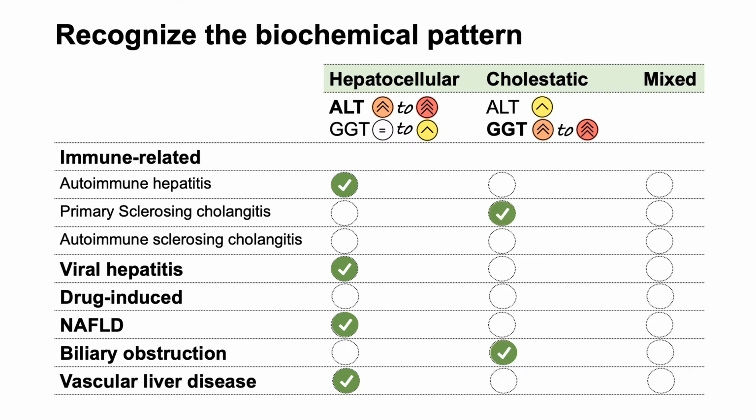A cholestatic profile is a disproportionate elevation of gamma-GT compared with ALT. Common causes include primary sclerosing cholangitis and bile stones. Autoimmune sclerosing cholangitis, also called overlap syndrome, typically has a mixed pattern. Drug-induced liver injury can present with a hepatocellular, cholestatic, or mixed pattern.